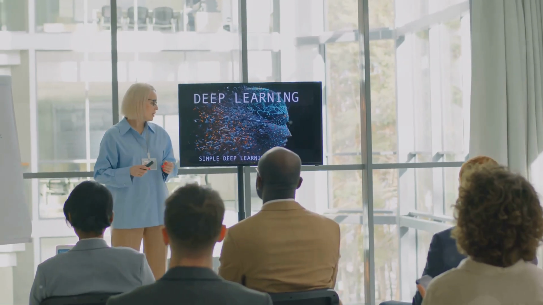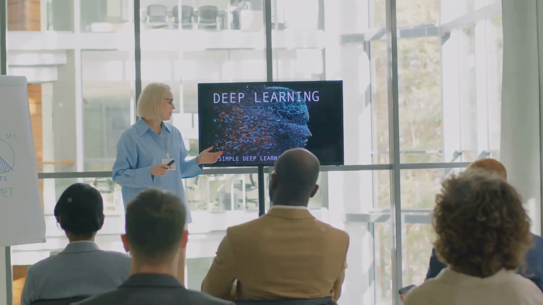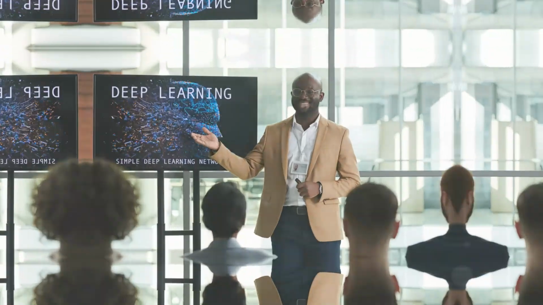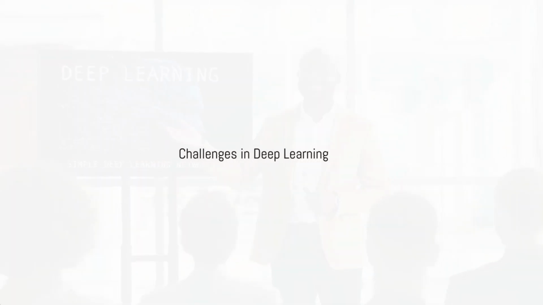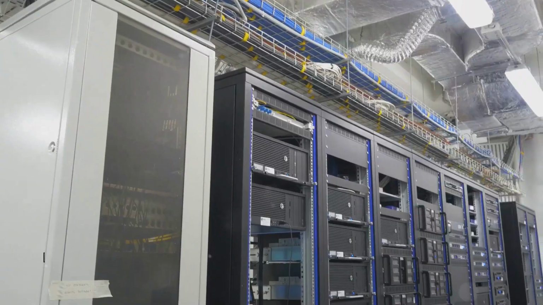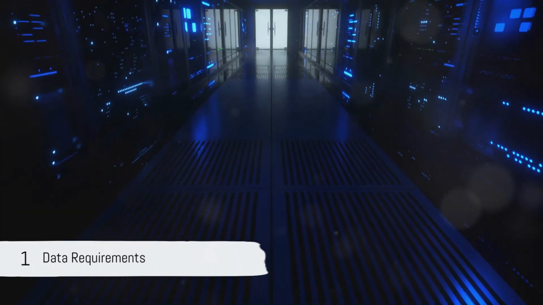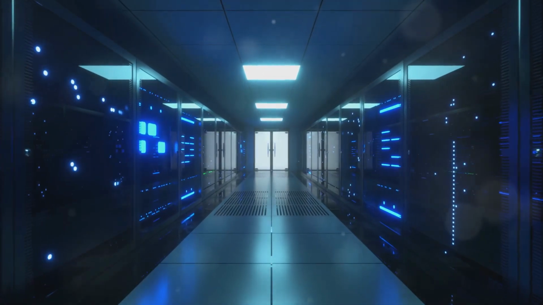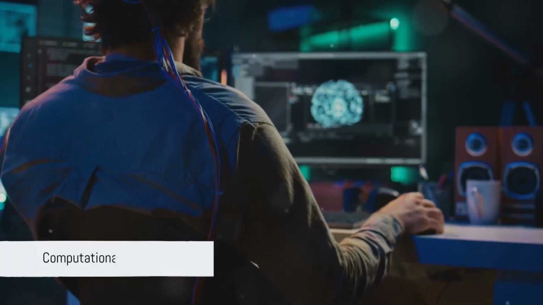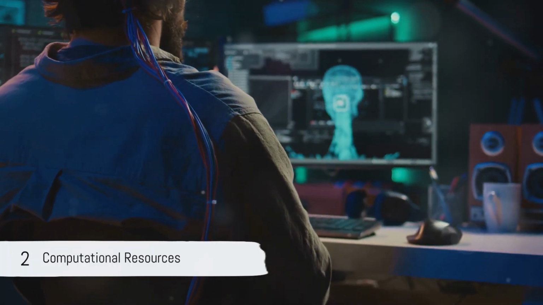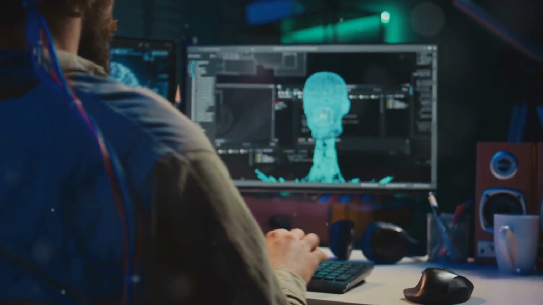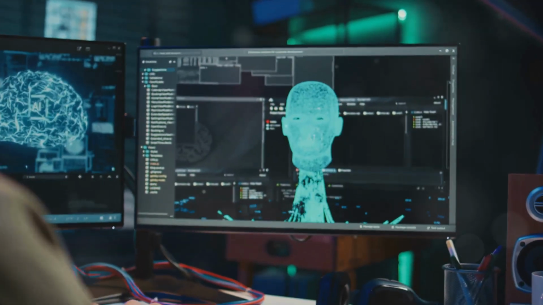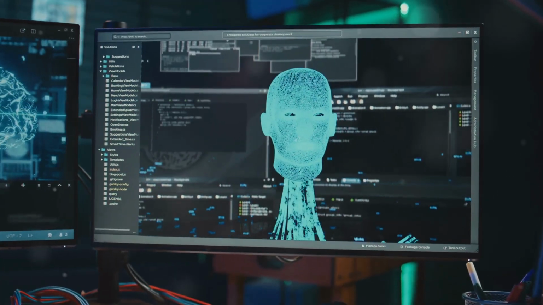While deep learning offers immense potential, it also comes with challenges and considerations. Some of the key challenges include: 1. Data requirements. Deep learning models require large amounts of labeled data for training, which can be difficult and expensive to obtain. 2. Computational resources. Training deep neural networks demands significant computational power, often requiring specialized hardware like GPUs.